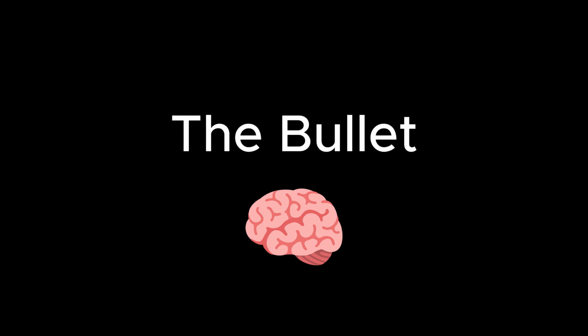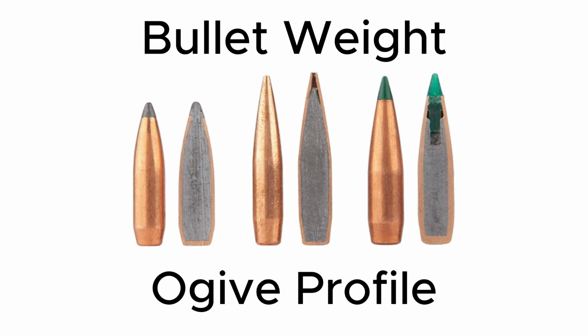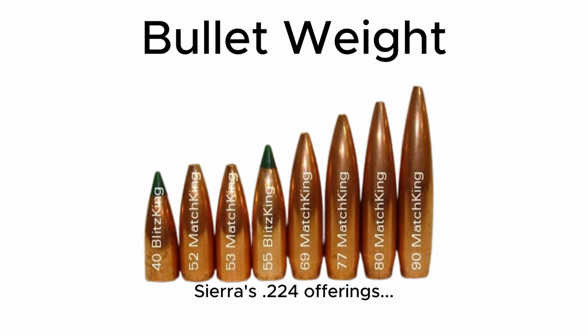The bullet. Bear with me on this one, it might get a bit nerdy. The bullet itself, being the thing that actually flies through the air, has a surprising amount of technology behind it. The main 2 factors I'll be talking about are bullet weight and ogive profile. Bullet weight selection is important when considering ballistic performance. Generally, a heavier bullet in any particular caliber category will be better than a lighter bullet going at the same speed.